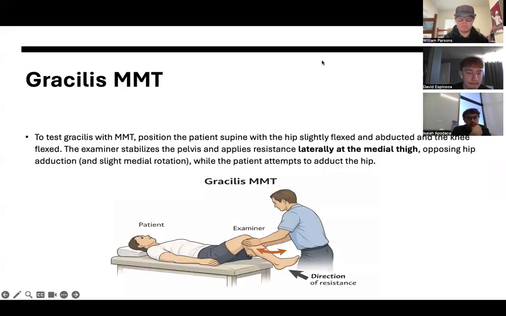Next slide. All right, gracilis manual muscle test. To test the gracilis with the manual muscle test, you would position the patient again in the supine position with their hip slightly flexed and abducted and the knee flexed. The examiner would stabilize the pelvis and apply resistance laterally at the medial thigh, opposing hip abduction, while the patient attempts to adduct the hip, and you can see it in the picture below.